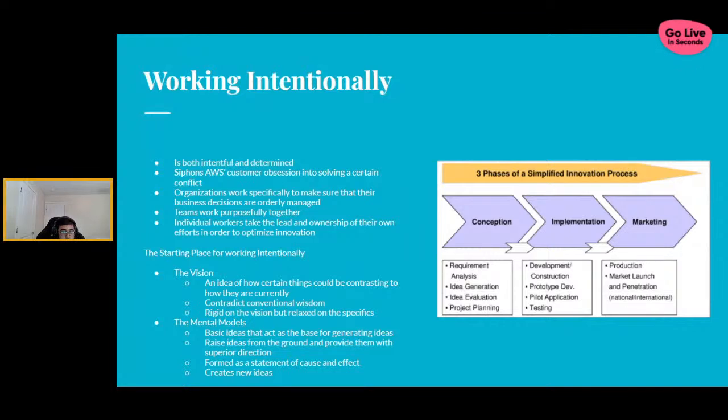So, the vision is an idea of how certain things could be, contrasting to how they are currently. It's where contradicting conventional wisdom happens, and it's rigid on the vision but relaxed on the specifics. The mental models are the basic ideas that act as the base for generating ideas. It raises ideas from the ground up and provides them with superior direction. It's formed as a statement of cause and effect, and it creates new ideas.